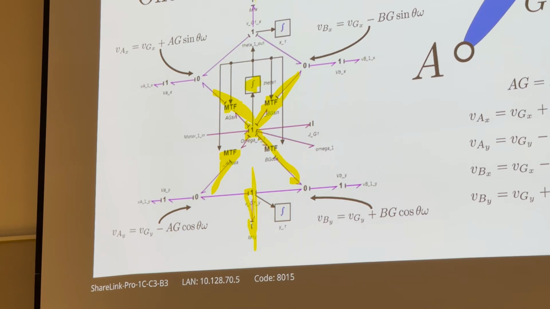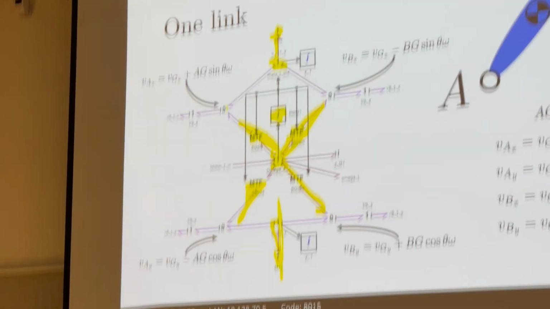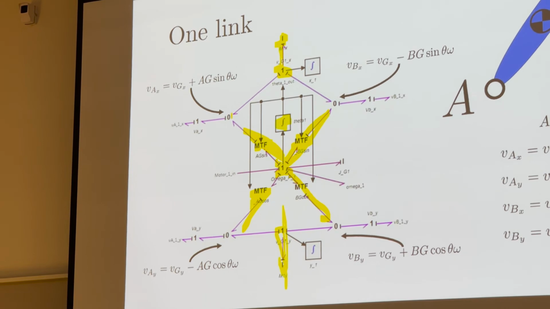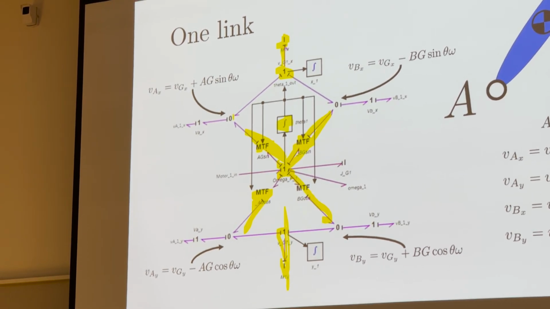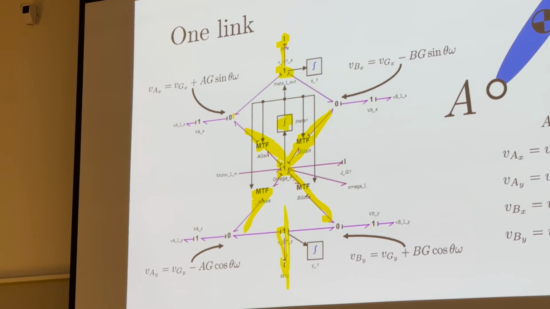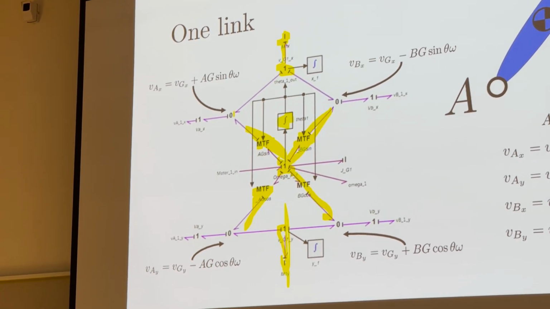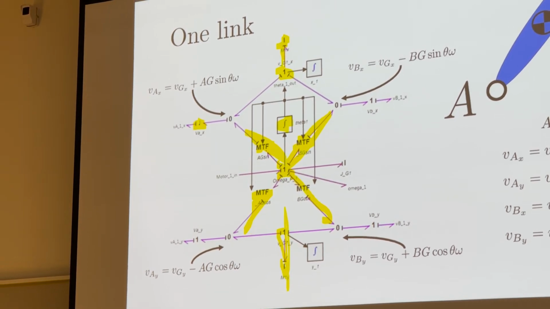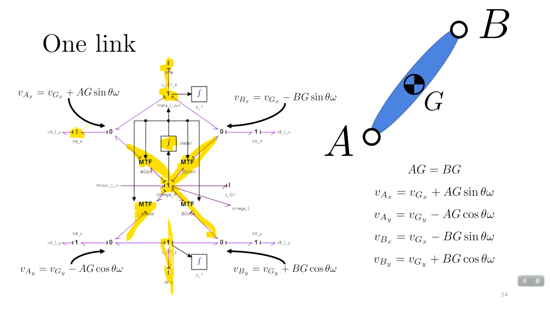It's I with the causality strokes. What is the zero? Zero is the junction where we need to sum velocities. We sum absolute velocity plus relative velocity. And in the end, you will get the velocity of A for the x and for the y component. So it will be Ax, Ay, Vbx, Vby. That's it.